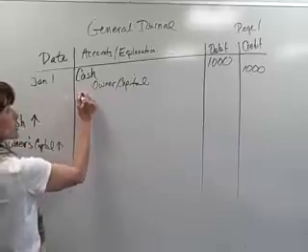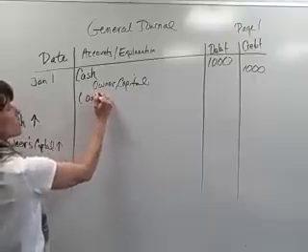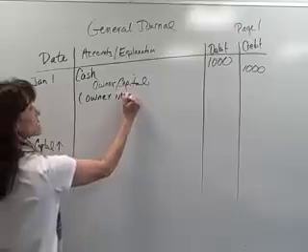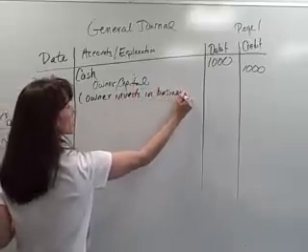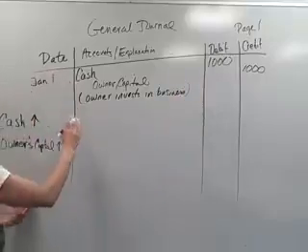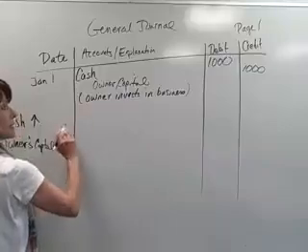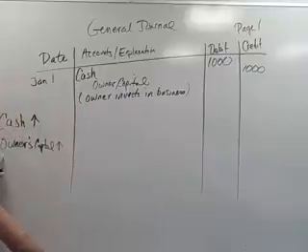And then we show a little explanation. I like to indent just a little bit. You can put them in parentheses if you want. Your explanation: owner invests in business. Now for the explanation, you can definitely abbreviate. You always want to skip one single blank line, so you want to have a blank line before you start your next journal entry. So I'm going to erase this one.